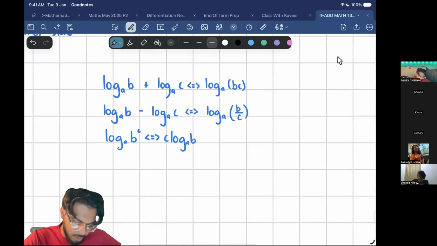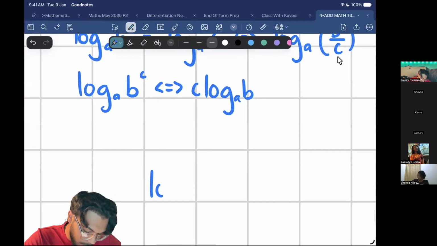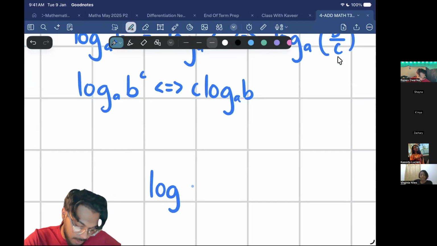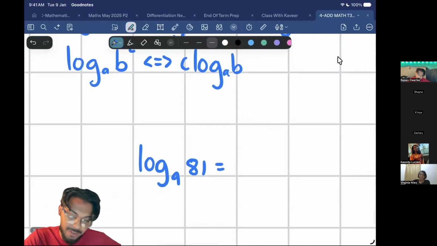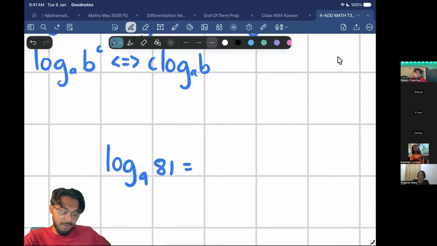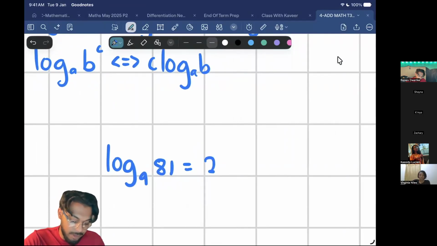There's one more property of logs I need to explain. Let me see if I really understand logs. Can anybody tell me what log base 9 of 81 would be? Virginia is twisting up her face, so it looks like she doesn't know. What is log base 9 of 81? It's 2.